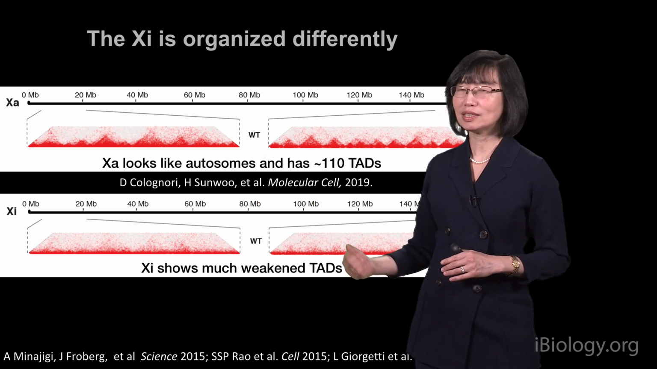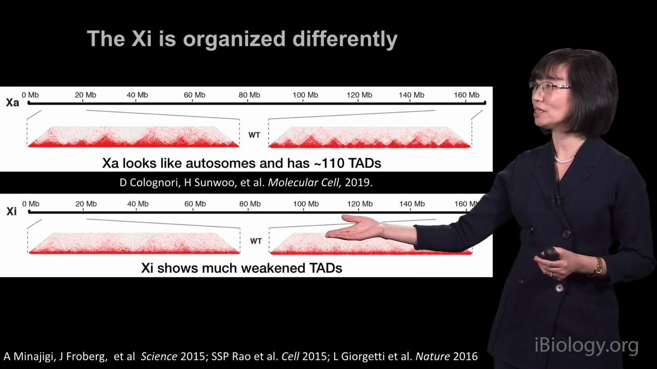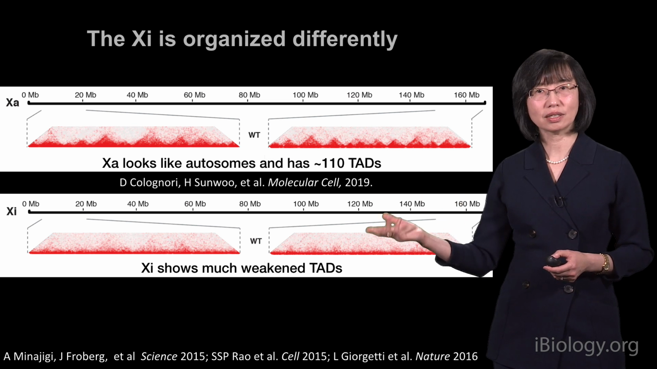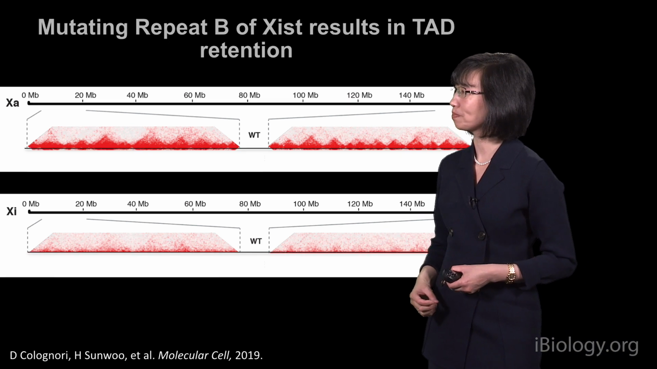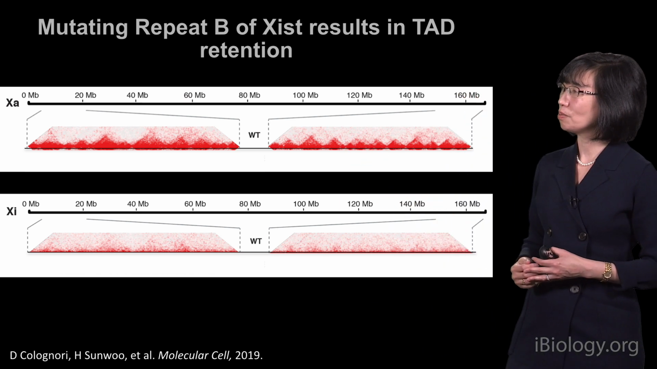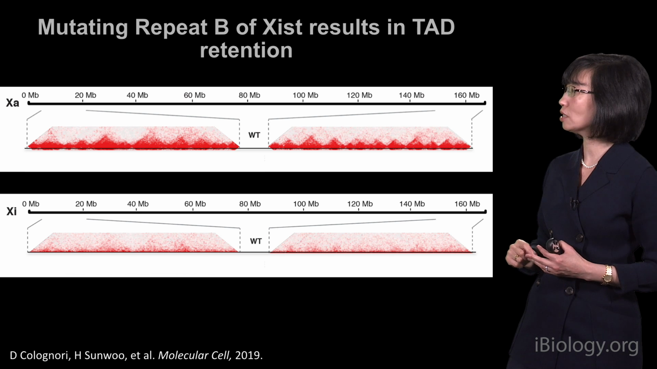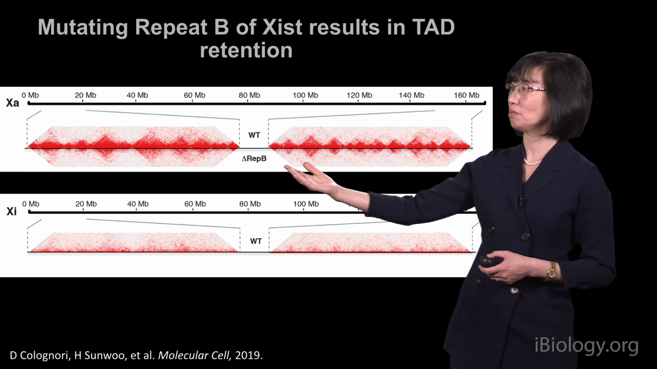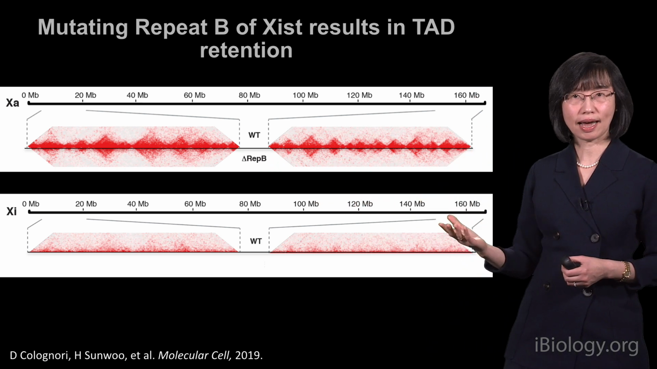And so one of the things that Xist has to do as it's spreading across the chromosome is to attenuate the formation, although not abolish, attenuate the formation of these so-called TADs. When we mutate repeat B, so that's the critical domain for Xist spreading, we see that nothing happens to the active X chromosome. The active X chromosome still has 110 or so TADs.